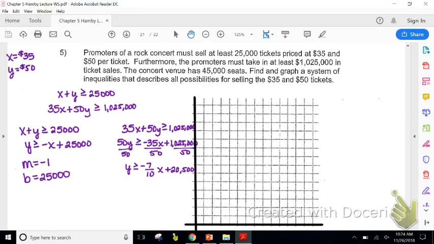All right, so no negative ticket sales, no negative amount of money, so everything's positive, so first quadrant. So we've got to come up with some type of scale here. So looking at my y-axis, I need to go up to, what, 25,000?